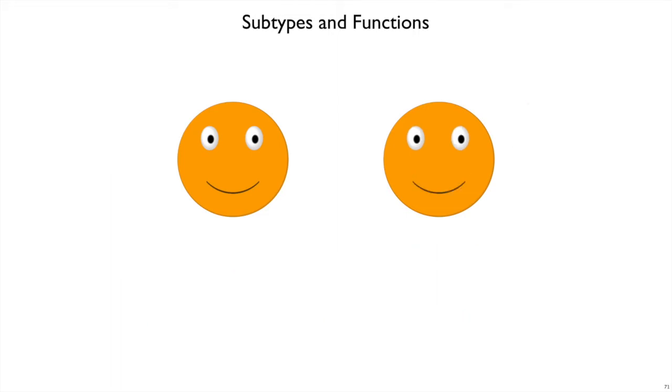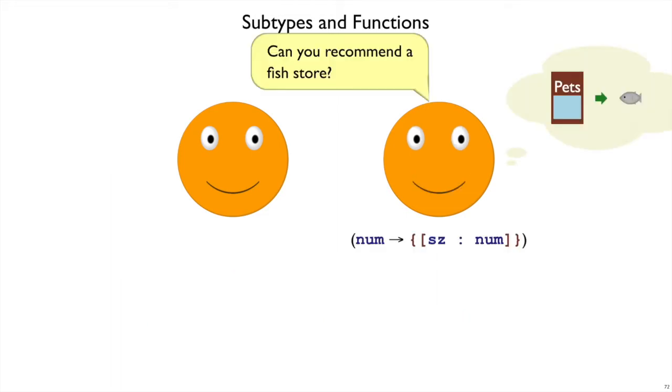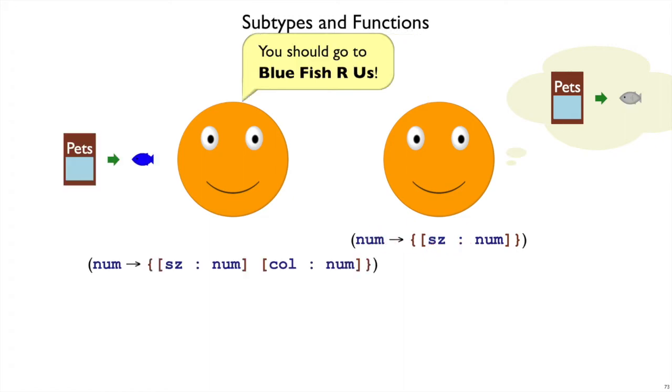Let's think about this again. Let's say Bob says, "Can you recommend a fish store for me?" That is, Bob wants to go to the pet store and give them some money, represented as a number, and get back a fish. And Alice says, "Well, I like Blue Fish R Us." And this is a story where you give them some money and they give you a color fish. It has a size field and a color field.